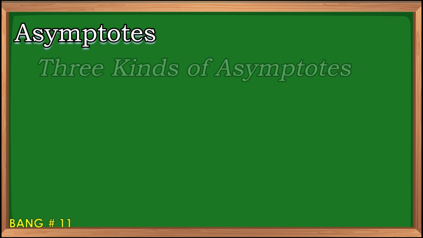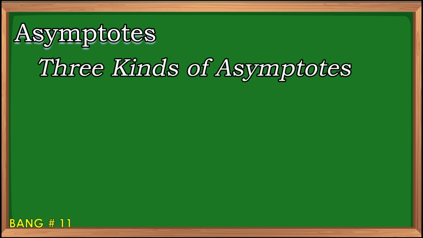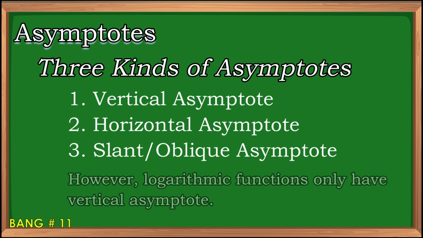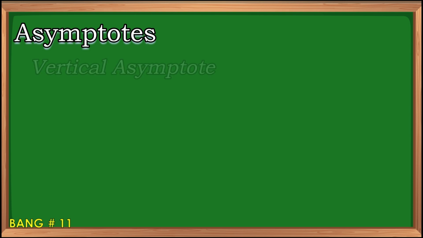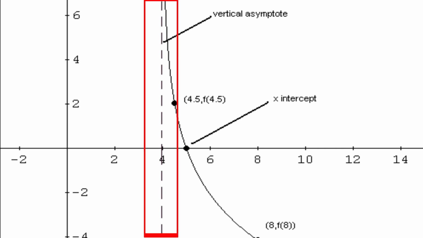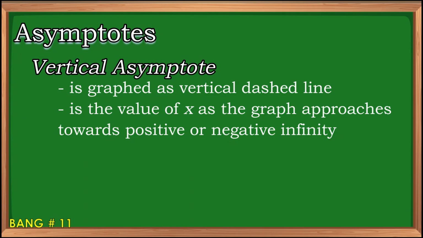There are three kinds of asymptotes. Number 1, vertical asymptote. Number 2, horizontal asymptote. And number 3, slant or oblique asymptote. However, logarithmic functions only have vertical asymptote. Now, let's define vertical asymptote. Vertical asymptote of logarithmic functions is graphed as a vertical dashed line. It is the value of x as the graph approaches towards positive or negative infinity.